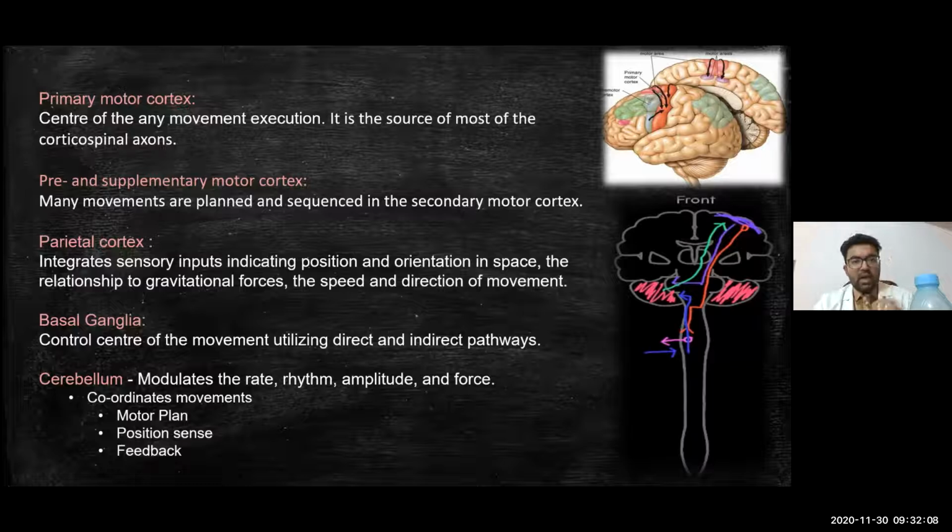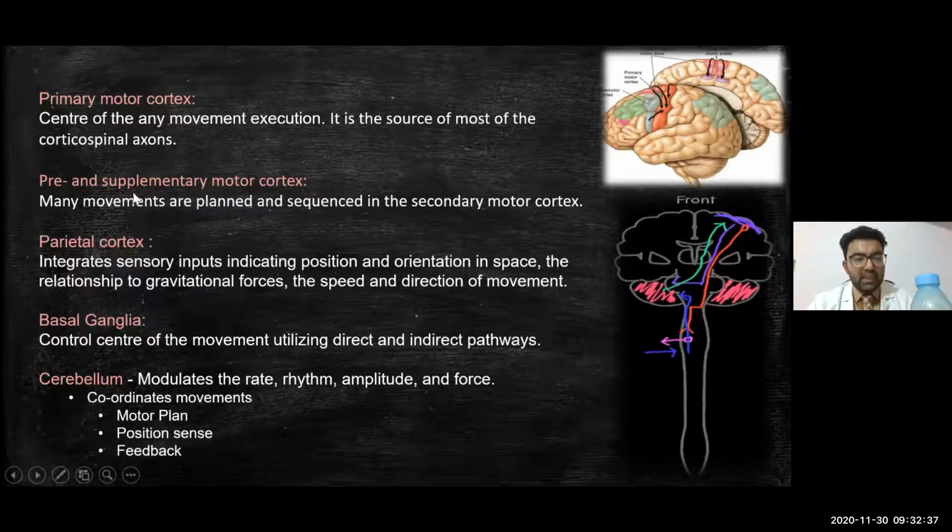So for example, how is the primary motor cortex involved? The primary motor cortex is situated over here, which is highlighted in the orange area. It is situated just anterior to the central gyri, and it is the center of any movement execution. The primary motor cortex is also the source of most of the corticospinal axons.